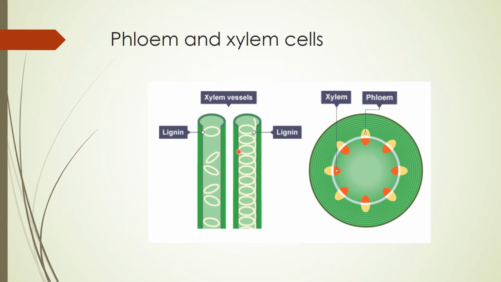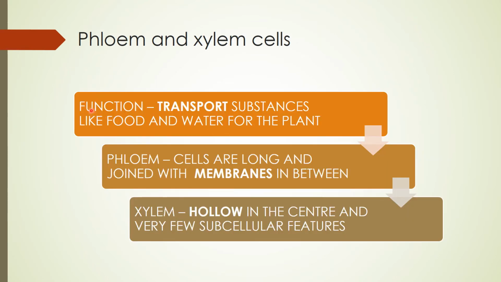Phloem and xylem cells, you look at this in more depth in another topic, so we'll keep it pretty simple. This is the comparison, and you can see them right next to each other in the plant. They're not far away from each other. You can see how close they are. The red bit is the xylem, the yellowish bit is the phloem, and they contain structural properties like lignin, which gives them their structure. So the function is to transport substances like food and water for the plant.